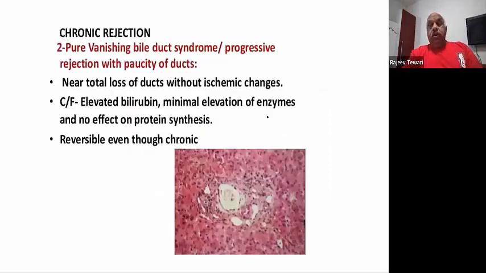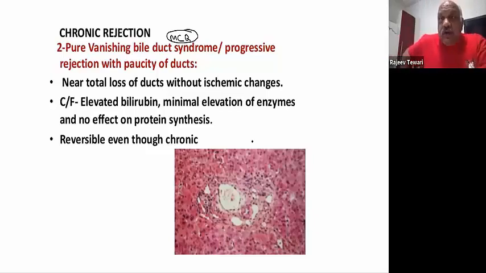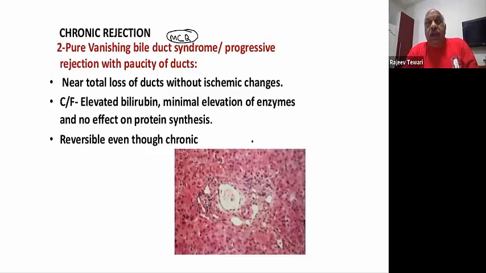Next slide, yeah. So you see, this is another MCQ, vanishing bile duct syndrome. This is a name for chronic rejection. Like in kidney, what is the main feature of chronic rejection? Subintimal fibrosis. Acute rejection, lymphoplasmacytic infiltration.